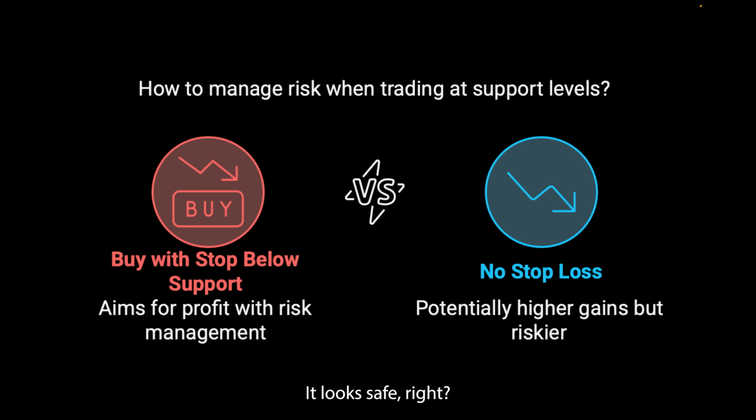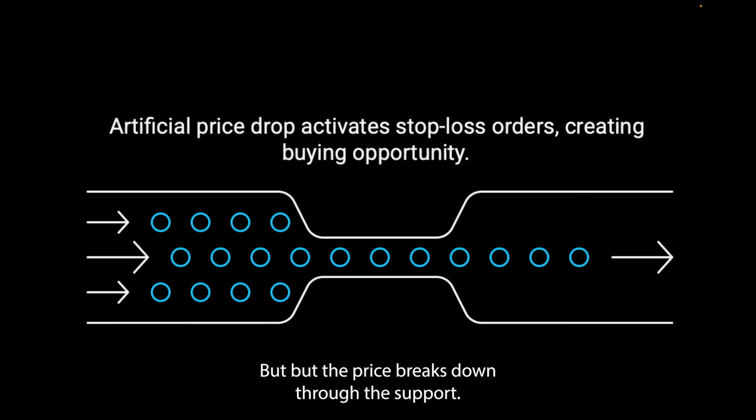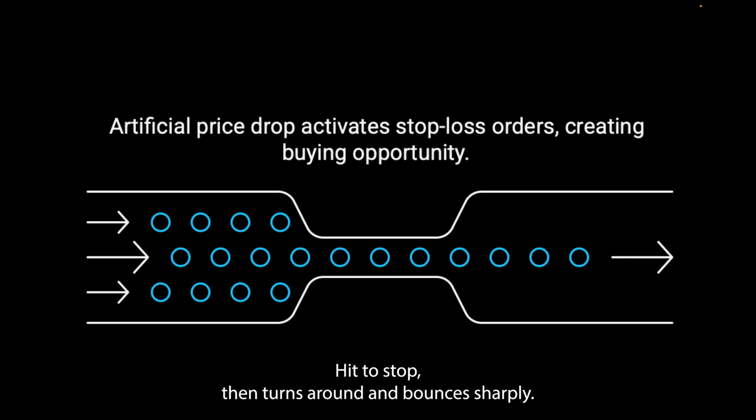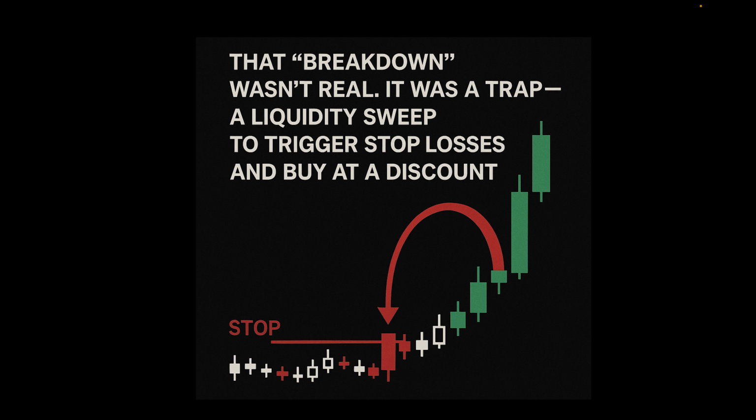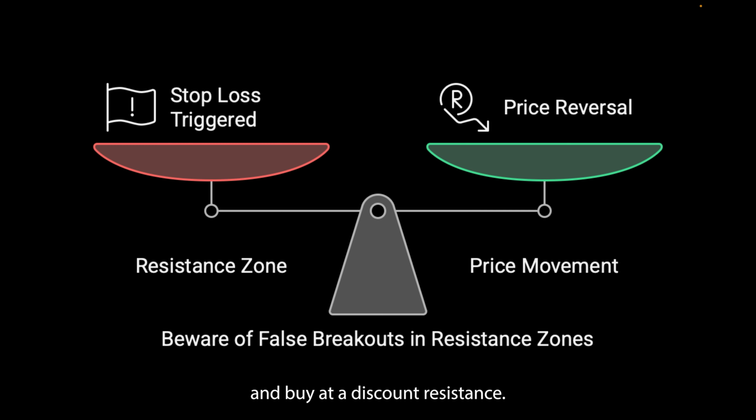Looks safe, right? But the price breaks down through the support, hits your stop, then turns around and bounces sharply. That breakdown wasn't real. It was a trap, a liquidity sweep to trigger stop losses and buy at a discount.